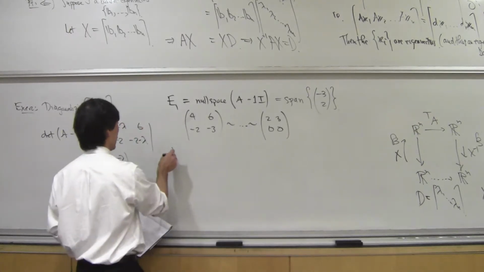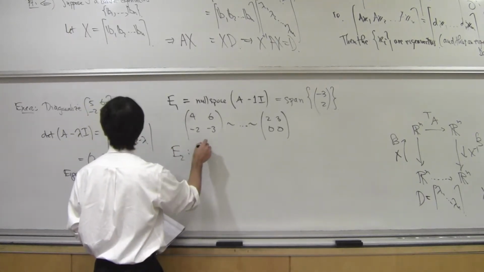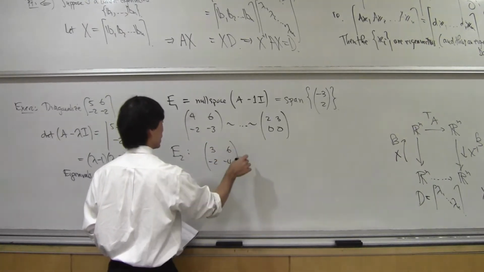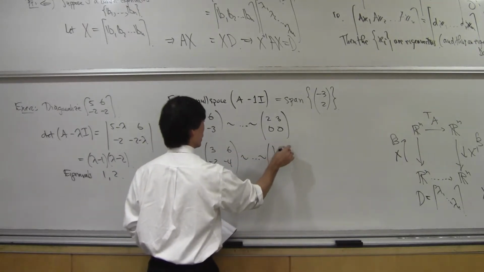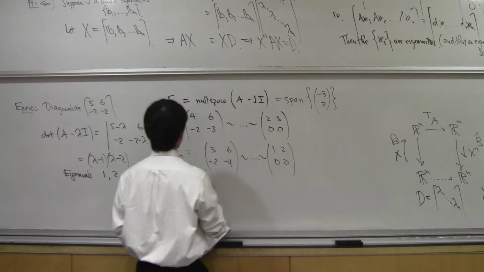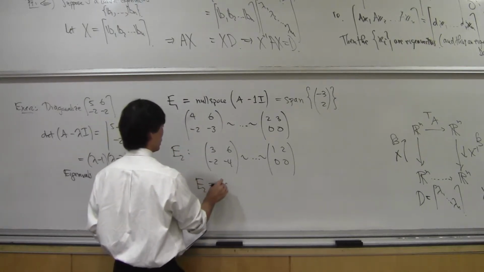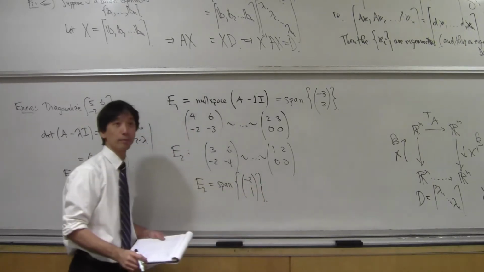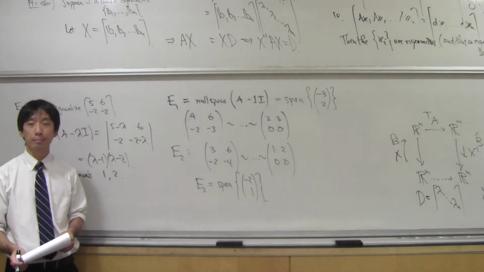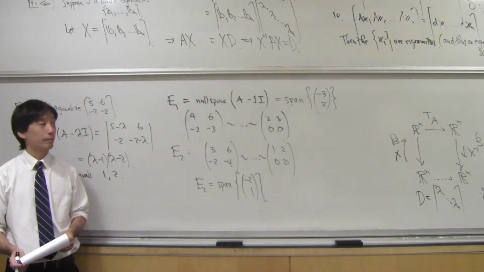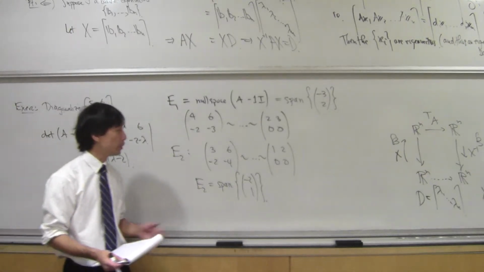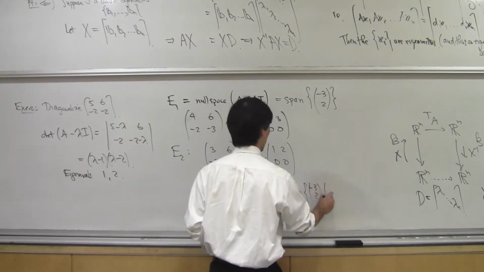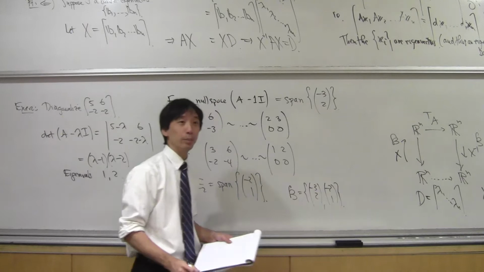Okay. Right? And then E2, same thing, right? We look at this guy minus 2, right? So we get 3, 6, -2, -4. Same thing as 1, 2, 0, 0, right? And so this thing turns out to be the span of -2, 1. Okay, right? So we get an eigenvector basis, right? We can take these two vectors, -3, 2, and -2, 1, as an eigenvector basis, right?